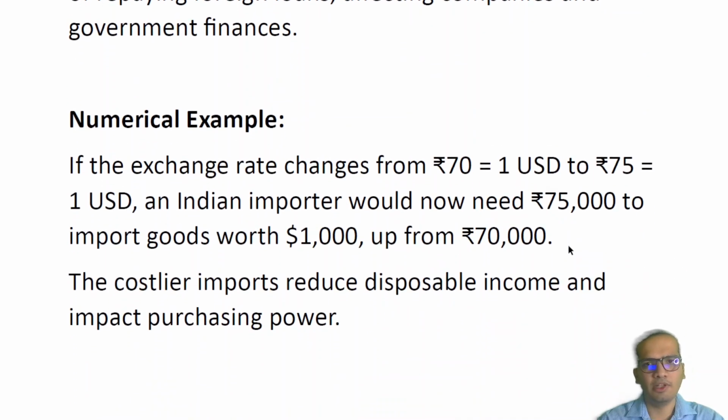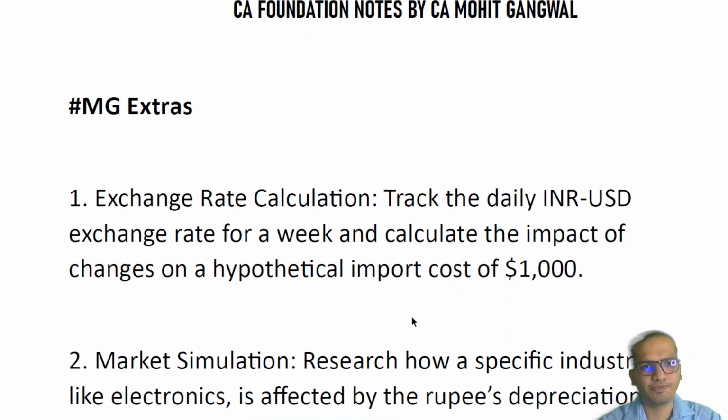A numerical example: if the exchange rate changes from rupees 70 for 1 USD to rupees 75, an Indian importer would now need 75,000 rupees to import goods worth 1,000 USD, up from 70,000. So here is the cost increase. The costlier imports will reduce disposable income and impact purchasing power. So here is the cyclical impact of it.